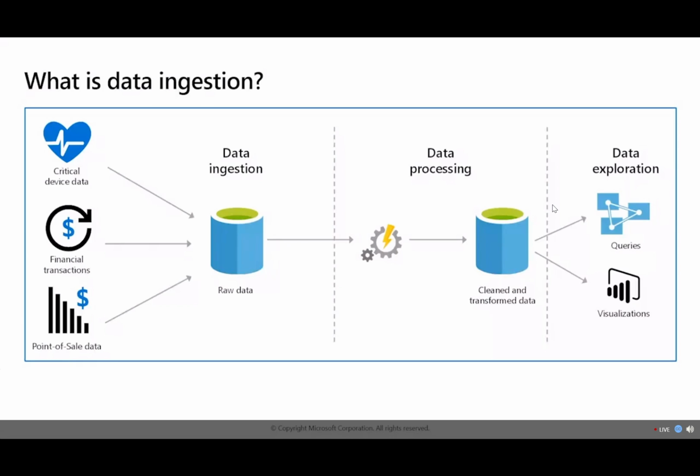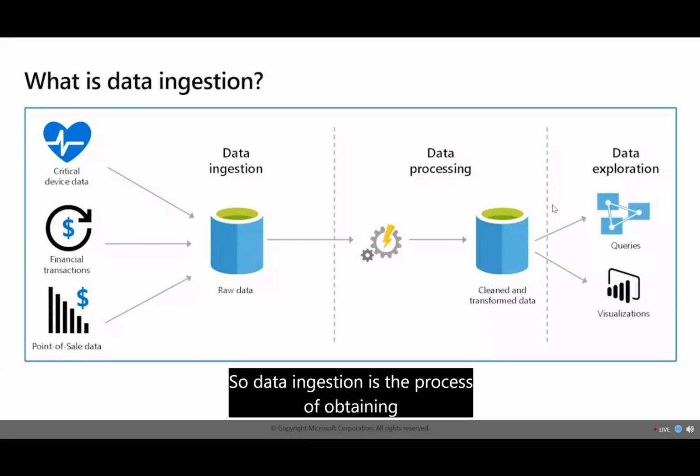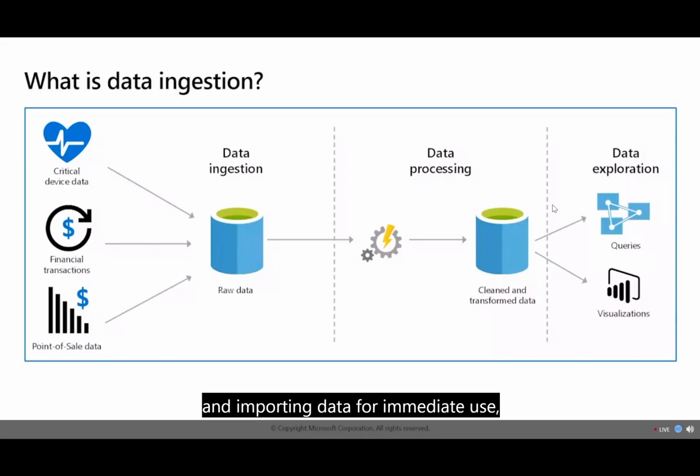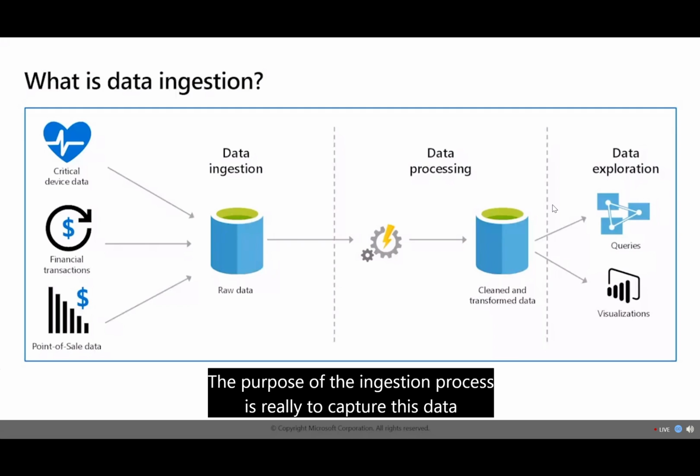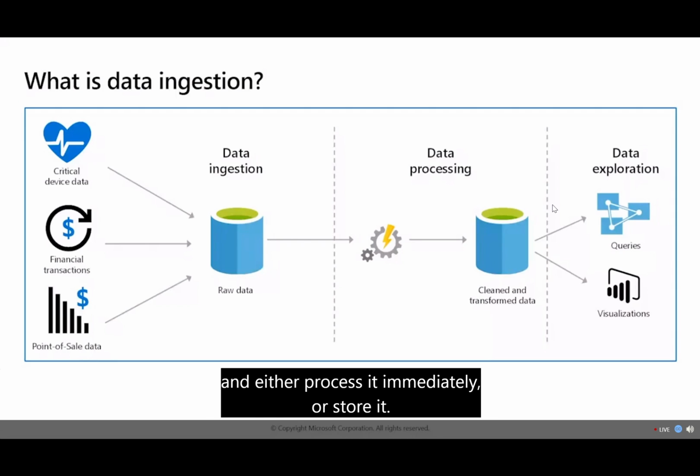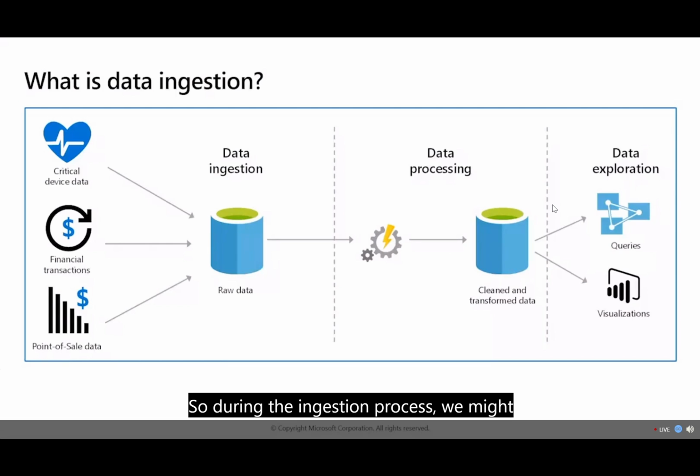Now, typically, to start the data analytics process, we begin with data ingestion. So data ingestion is the process of obtaining and importing data for immediate use, or we can store it in a database. So during the data ingestion process, data could be ingested through a continuous stream, or it could come in batches. The purpose of the ingestion process is really to capture this data and either process it immediately or store it. So during the ingestion process, we might do some filtering.